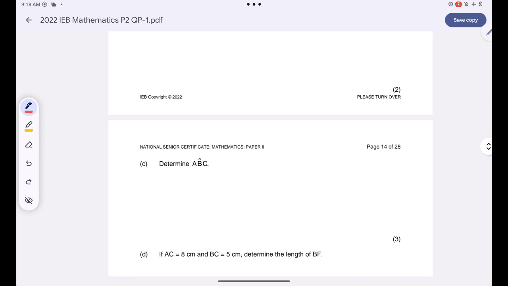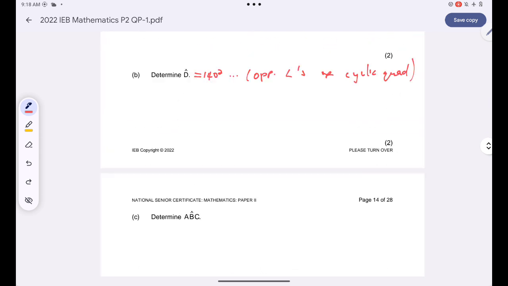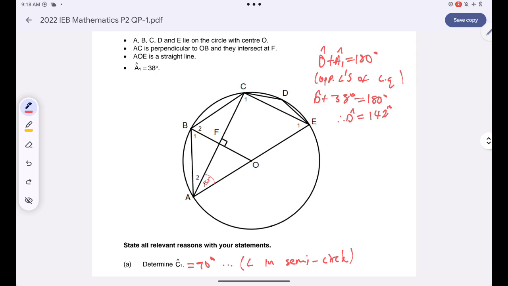Okay, now I'm supposed to determine the value of angle ABC. Where is ABC? A, B, and C. Okay, how can I do so? Remember that, guys, I also have a cyclic quad here. I have a four-sided shape that touches all the vertices of a circle.